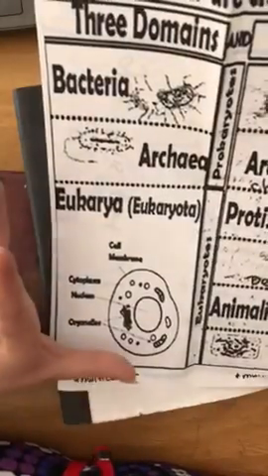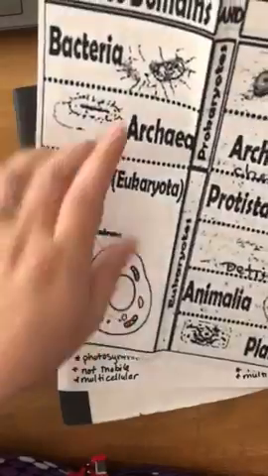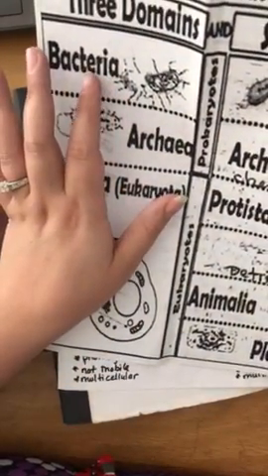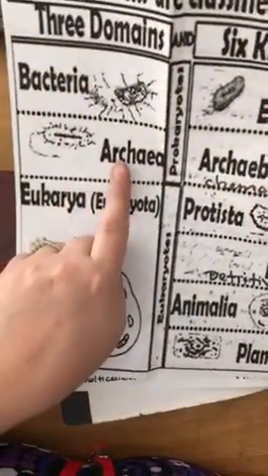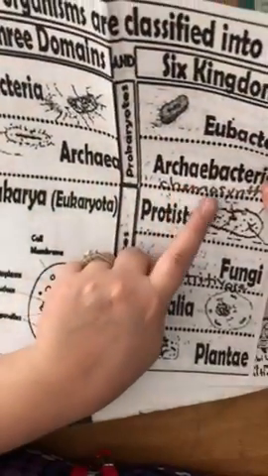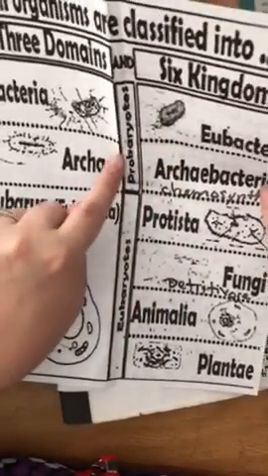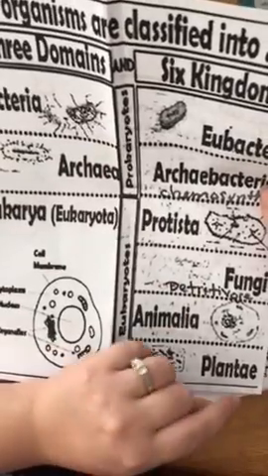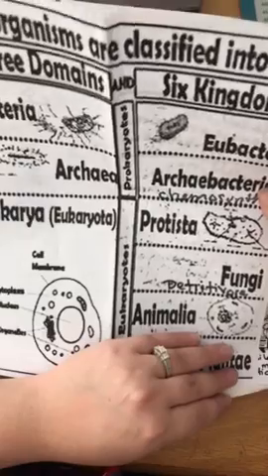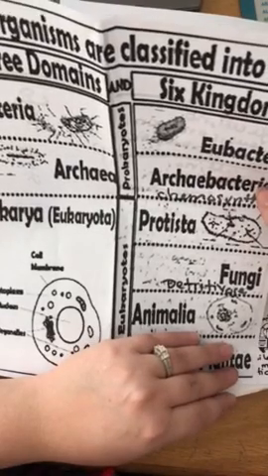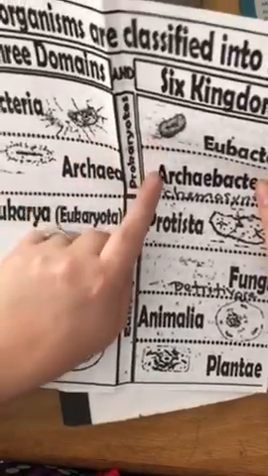Domains are a bigger group. It's what the 6 kingdoms are in. So domain bacteria has eubacteria. Domain archaea has archaea bacteria. And even though these 2 organisms are prokaryotic, meaning they don't have a nucleus, they're actually very different. Even though they're both labeled bacteria, this bacteria is so different from each other, we had to put them in different domains and in different kingdoms.